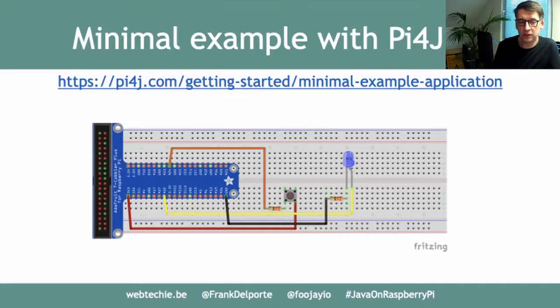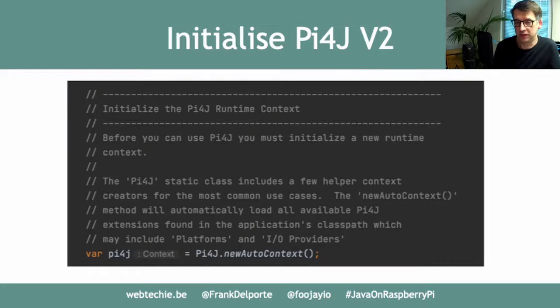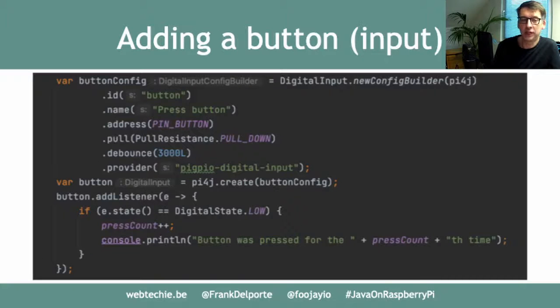Now, the code to do this is very minimal because this is Java and we have a library to help us. So we have a context that we need of Pi4J. And as soon as we have that, we can, for instance, configure the button. Configuring a button, it's a digital input. We want to have something read from an input. We define this as a button. We have to give it the address, the pin where the button is connected. And then we can add a listener and react to events which are happening in this listener.